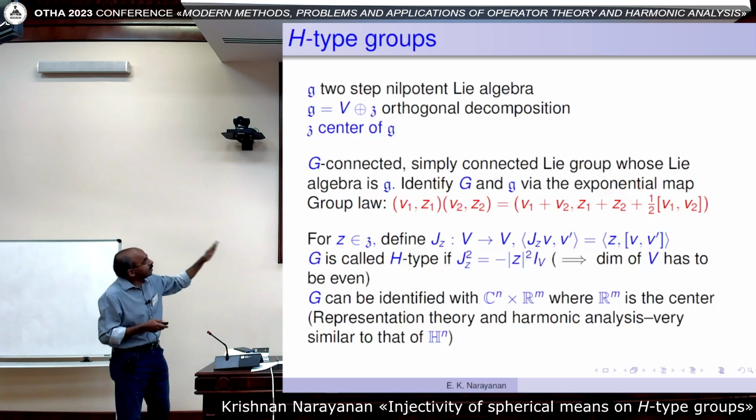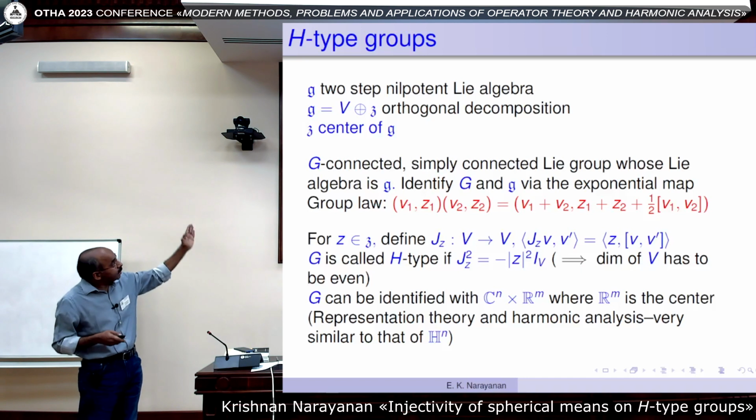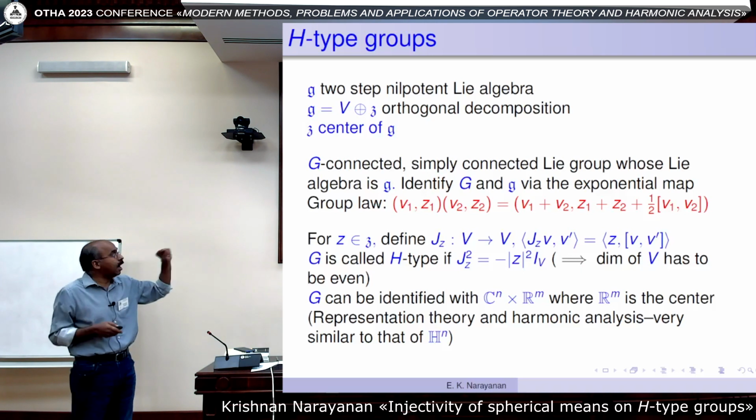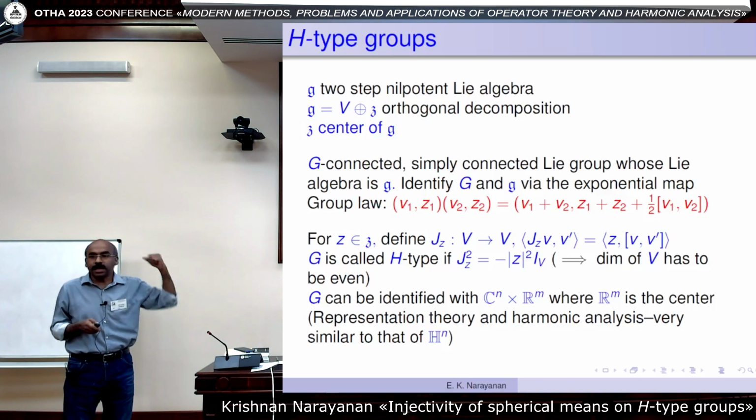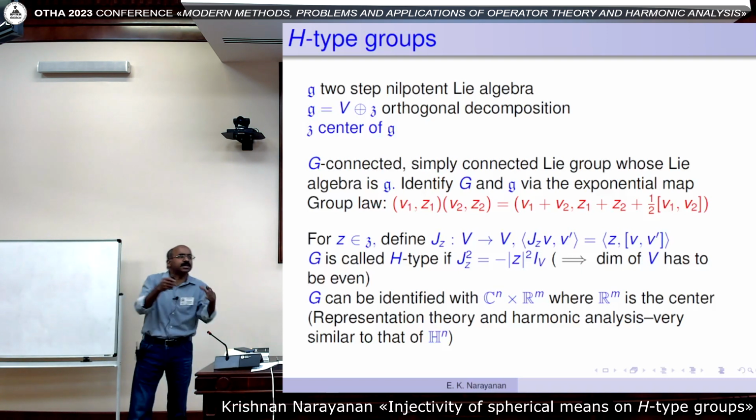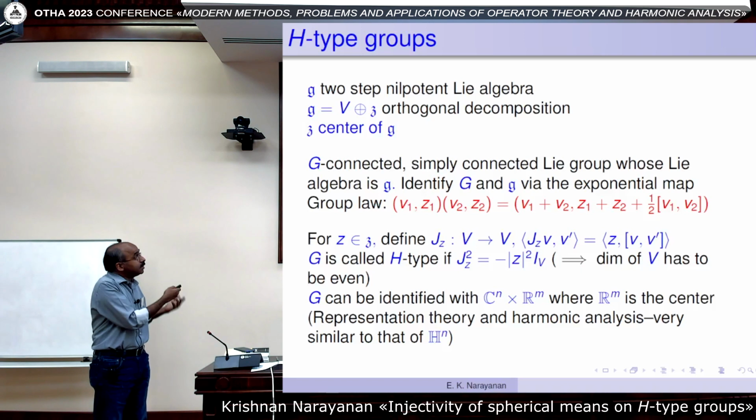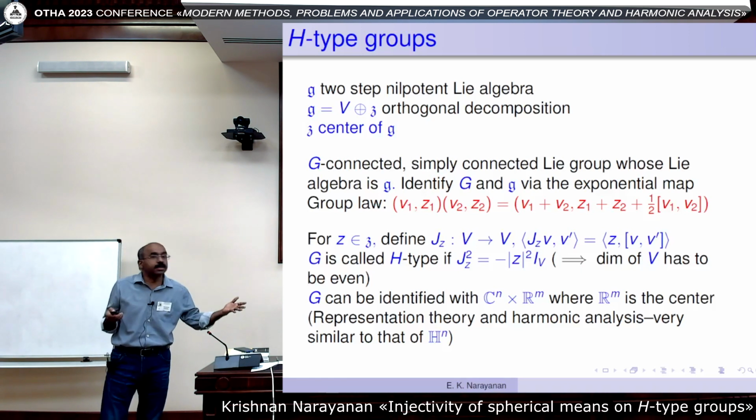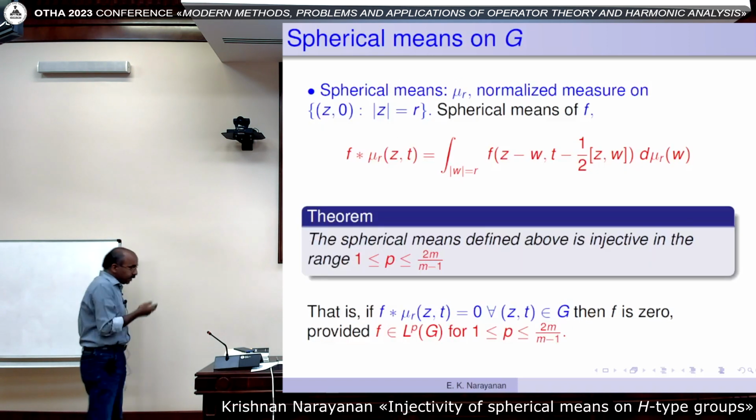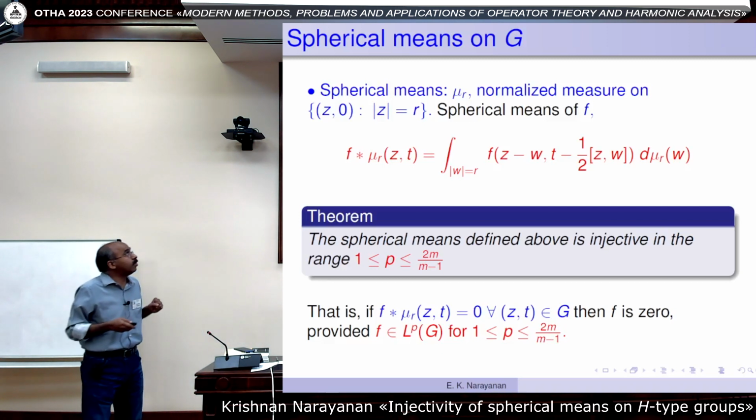So think of V as some C^n, because it's even dimensional. And then the center part is R^m; it can be of bigger dimension. If R^m is simply the real line, then it is the Heisenberg group which we saw earlier. So for all practical purposes, think of it as C^n cross R^m with a certain group law. Now you ask the same question: what are spherical means? Can you prove an injectivity result for these spherical means? Let us define spherical means. This is one way of defining. There are three means you can define, and I will talk about only one of them.